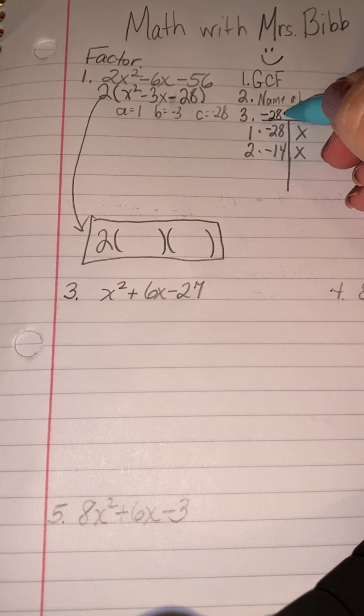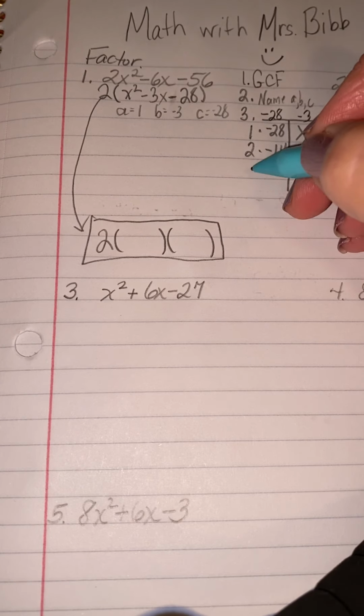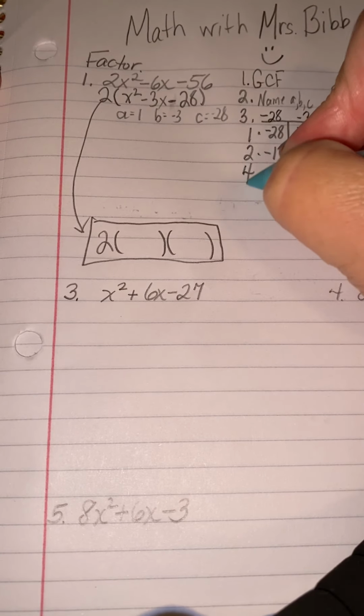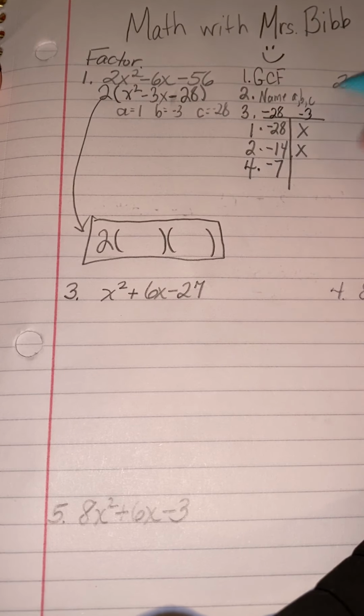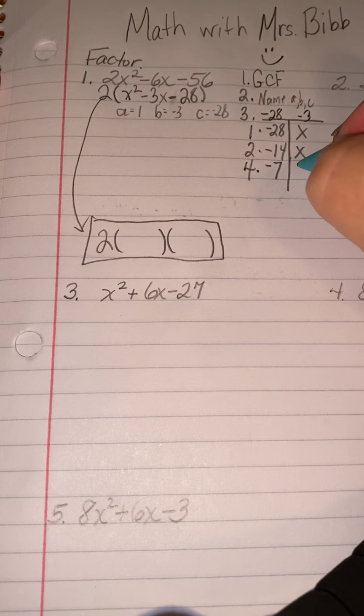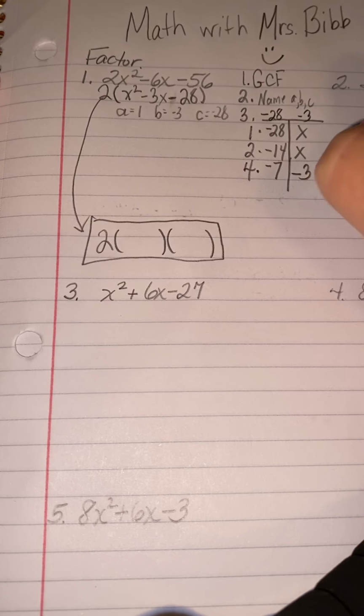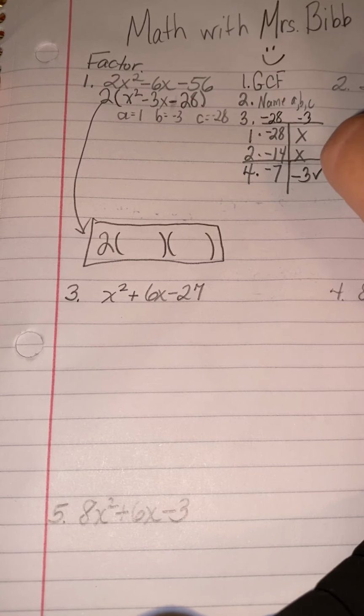3 does not divide evenly into 28, so 3 is not one of my factors. 4 does divide evenly into negative 28. 4 divides into negative 28 negative 7 times. What's 4 plus negative 7? That is negative 3. So I have found my pair of factors that works.